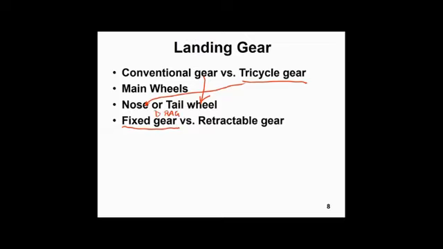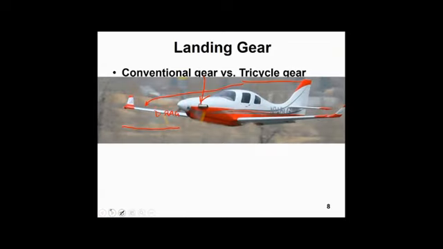Retractable gear airplanes, the landing gear pulls up after takeoff, and now the landing gear's not sticking out, so we have noticeably less drag. So the trade-off is you have less drag and you can go faster, but now the airplane costs more to buy, it costs more to maintain, and it's more complicated. You have one more thing that could break.